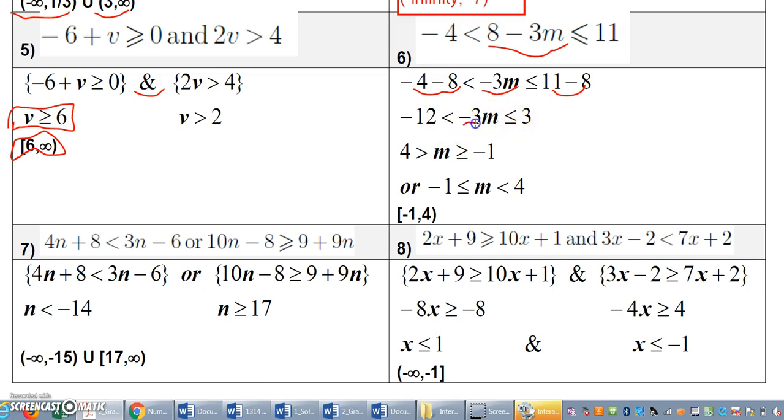Now, to solve this, I've got to divide everybody by negative 3, right? So divide everybody by negative 3, and let's see what happens.